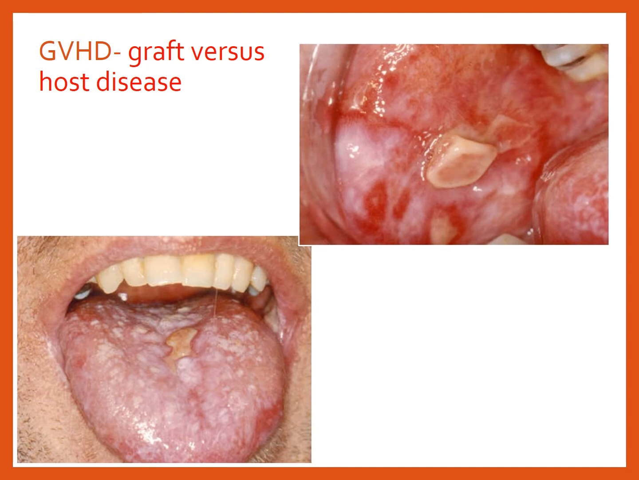This is an example of graft versus host disease, and the growth that is seen on the buccal mucosa as well as the ulcerative area on the tongue are not very typical to either lichen planus or any of the other forms of disease commonly known, and hence an appearance like this should be attributed to graft versus host disease, especially with the history of transplant recipients.